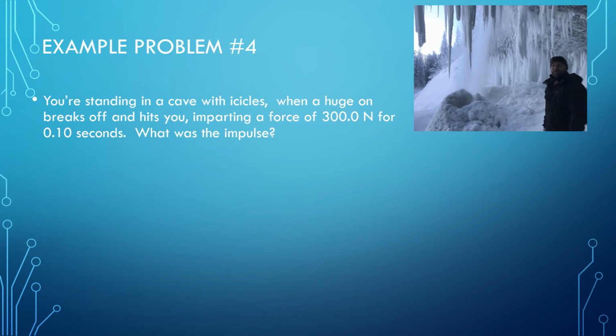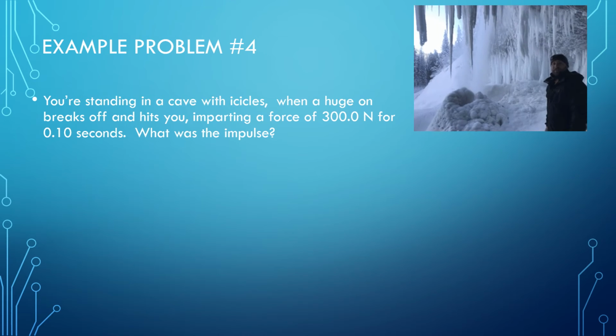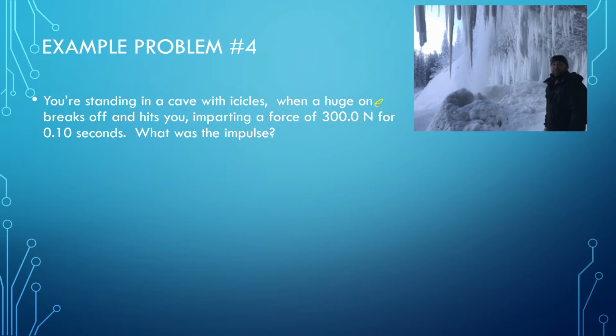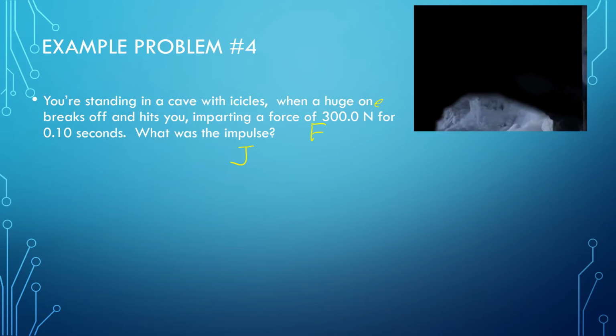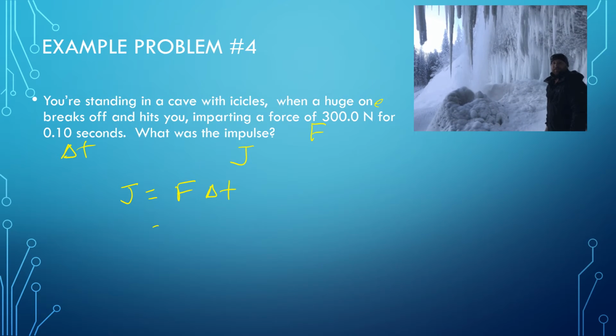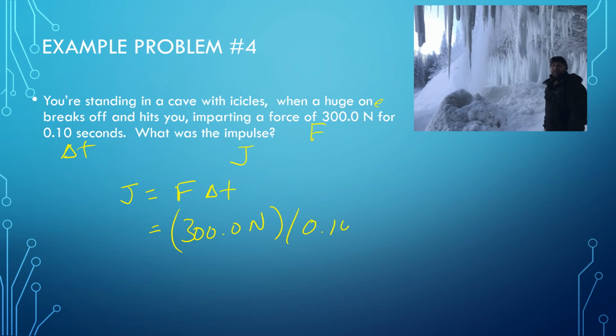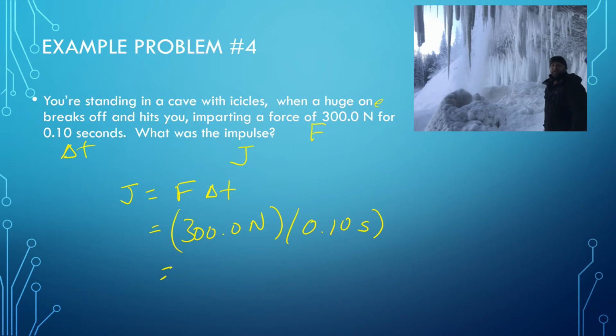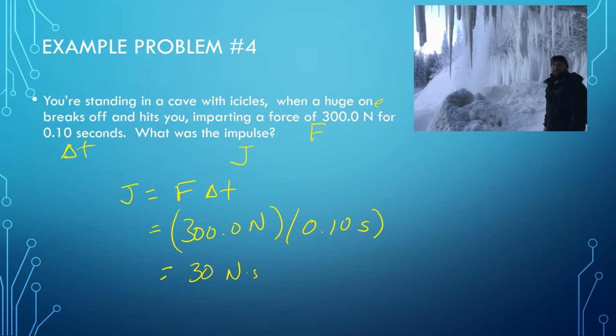So you're standing in a cave with icicles when a huge one breaks off and hits you, imparting a force of 300 newtons for 0.10 seconds. What is the impulse? Again, identify J, force, and time. So your impulse is your force times time. So 300 newtons times 0.10 seconds. So 300 times 0.1, it's going to be 30 newton seconds.